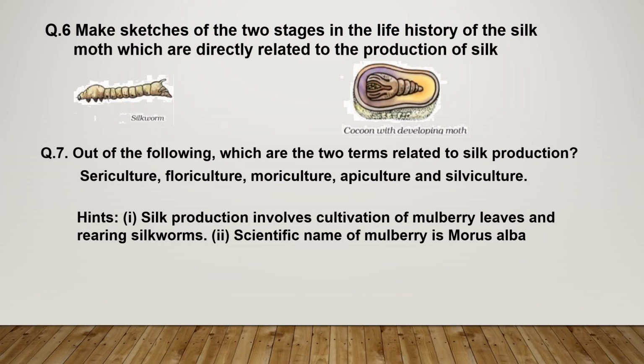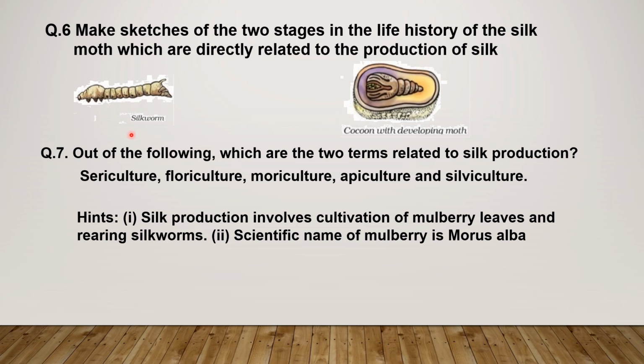Question number 6. Make sketches of the 2 stages in the life history of the silk moth which are directly related to the production of silk. Silkworm and cocoon with developed moth. These two stages are directly related to the production of silk. So you can draw these two figures in your notebook.